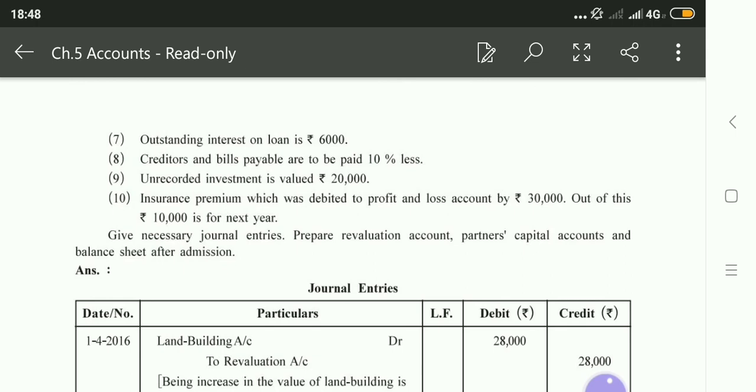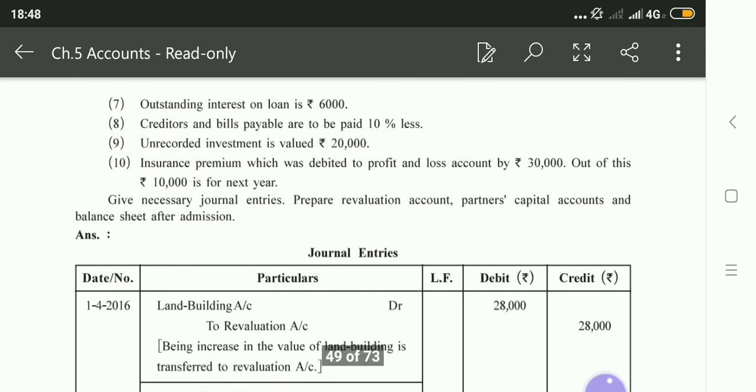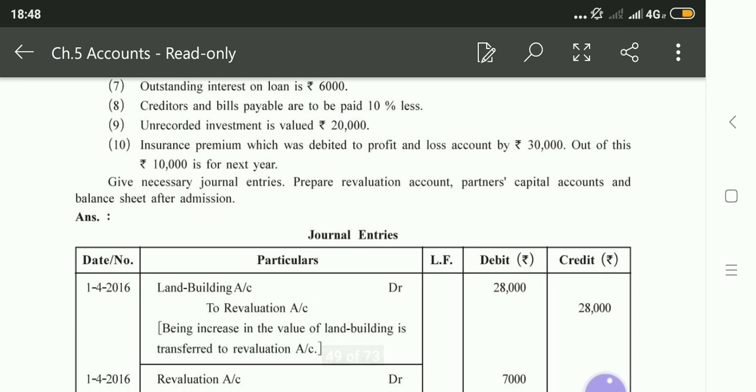Now they have instructed what we are supposed to prepare with regard to this sum. Give necessary journal entries. I am reading after adjustment 10. I repeat, give necessary journal entries, prepare revaluation account, partners' capital accounts, and balance sheet after admission. For today, we are going to learn about journal entries, and I will explain how to prepare ledger accounts in the next video. So for today, we are going to learn how to write journal entries of this sum.